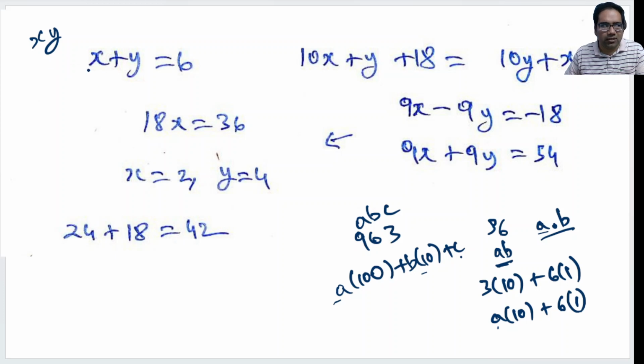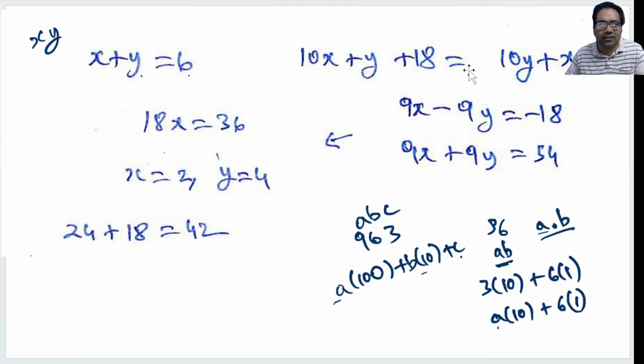Or AB. Now, what is x plus y? x plus y is 6. The sum of the digits is 6. Now, when you add 18 to this number, what is the number? The number is actually 10x plus y, right? xy means 10x plus y. For example, 36 means 10 times 3 plus 6 times 1, likewise. So 10x plus y is the number.